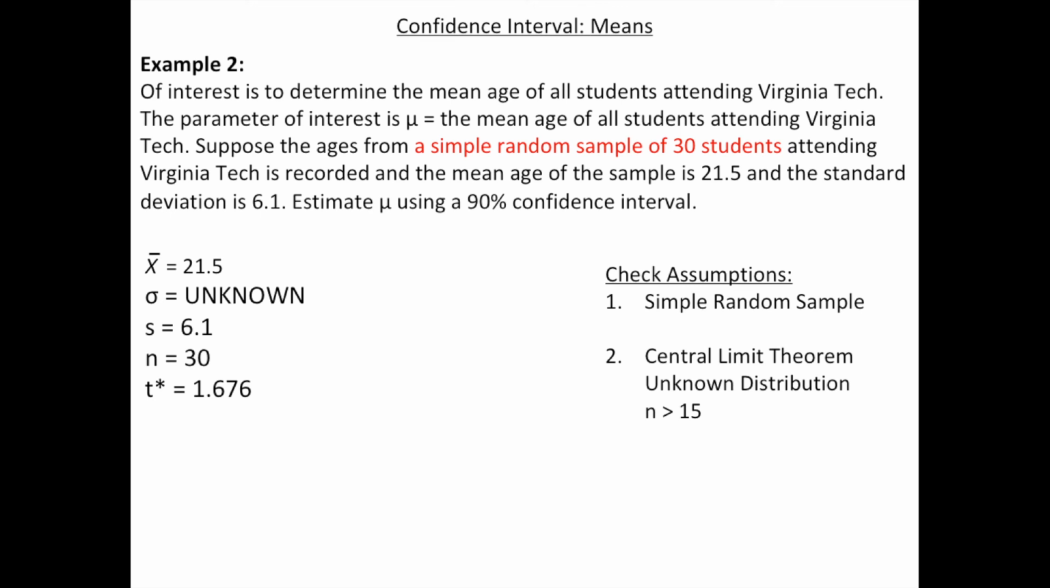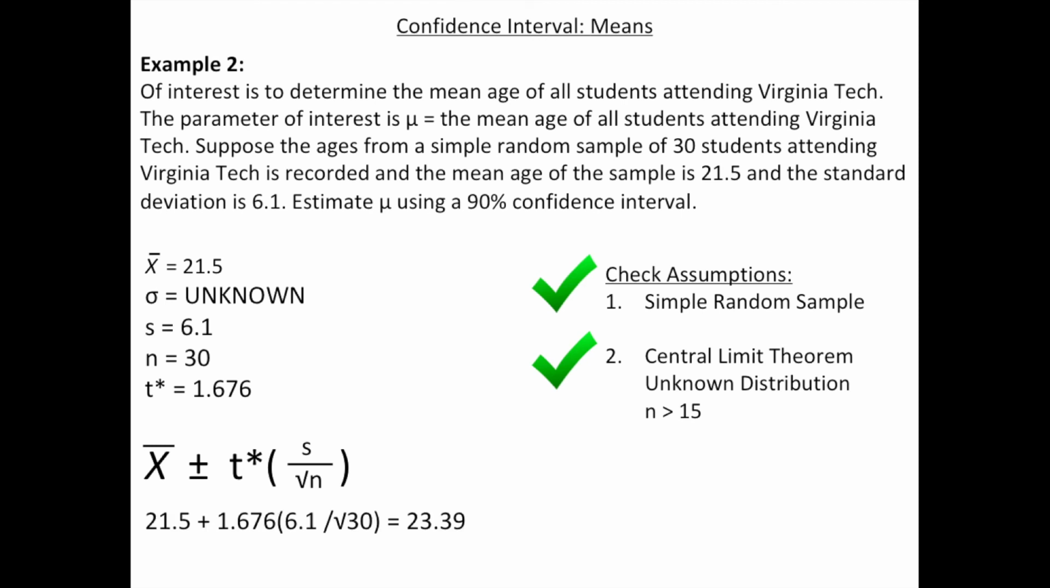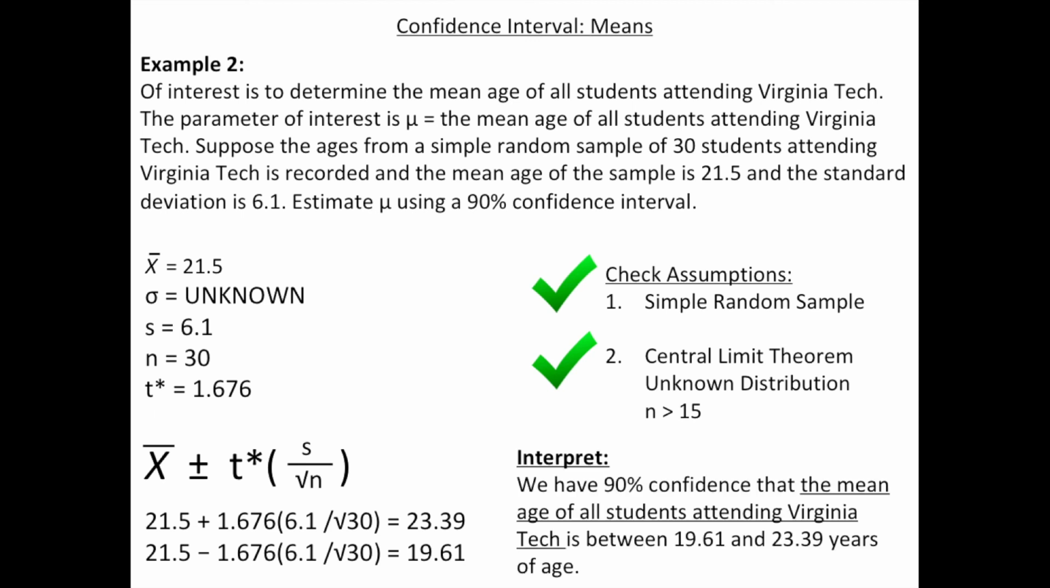And so once we have our values, we can check for the assumptions. In our problem, it states we have a simple random sample of 30 students, and this actually satisfies both of our assumptions. And so we can then move forward, and if you're going to use the formula, just make sure you properly plug in all of your values, and you can get your lower and upper bound. And then again, you need to interpret these values. So in this problem, we would state that we have 90% confidence that the mean age of all students attending Virginia Tech is between 19.61 and 23.39 years of age.